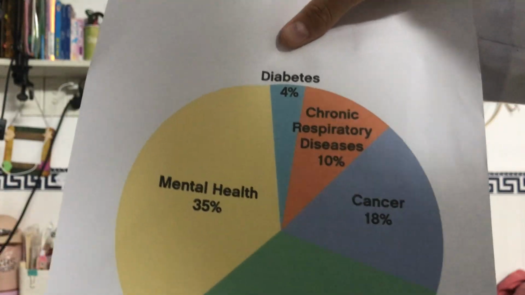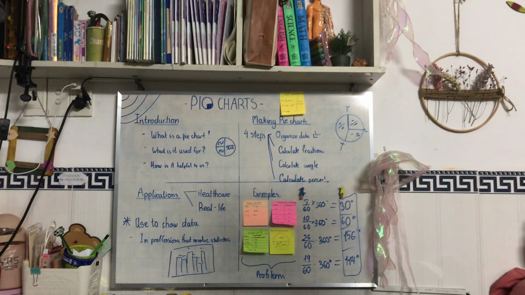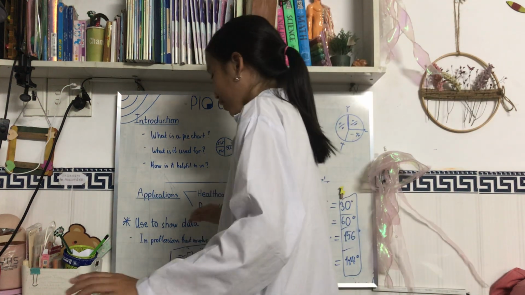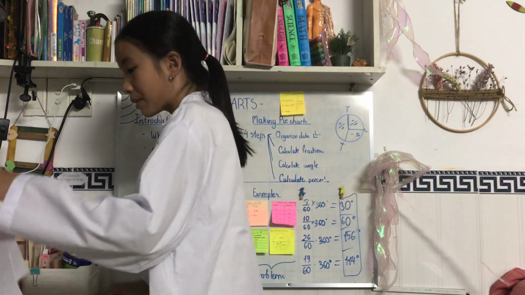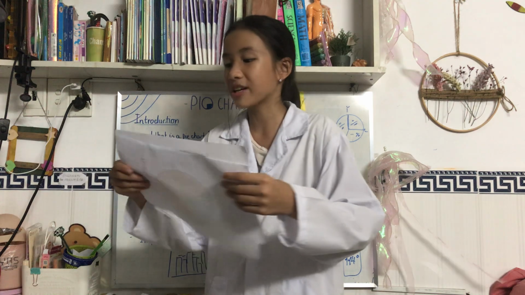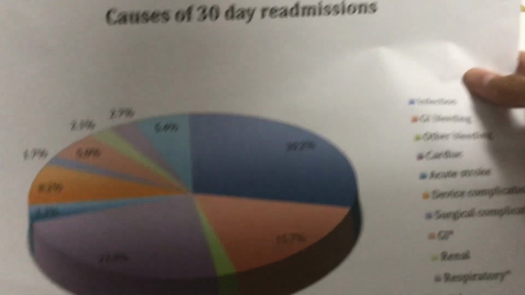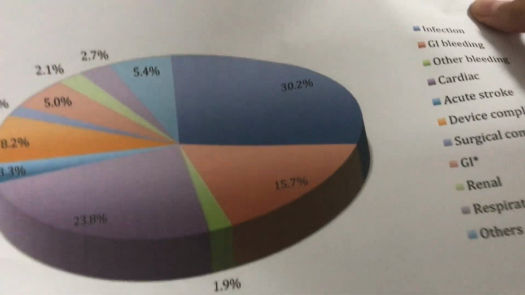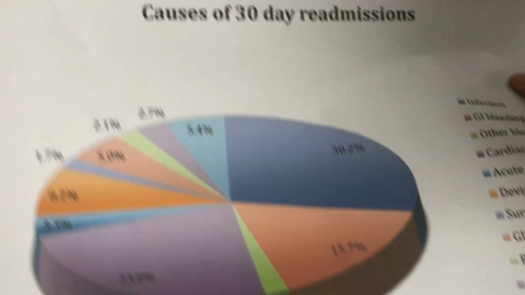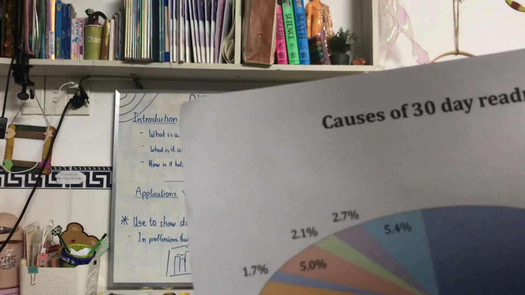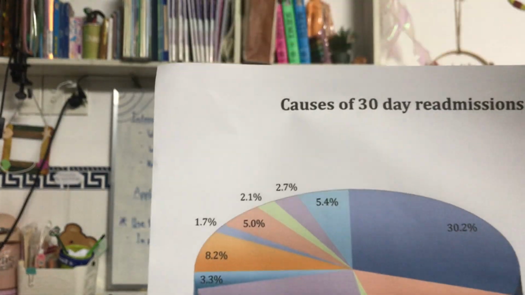Those are just some of the examples in healthcare. It can also be the causes of the 30-day readmissions. For example, the infection, GI bleeding, other bleeding, cardiac, acute stroke, device complications. Those are just some of the examples of the 30-day readmissions.